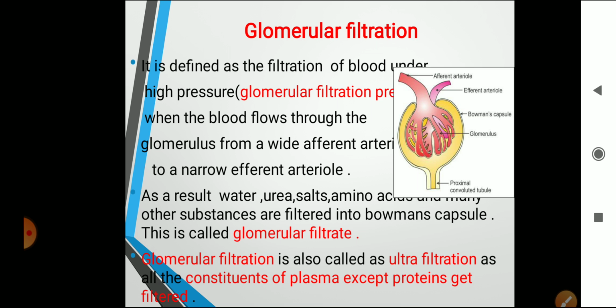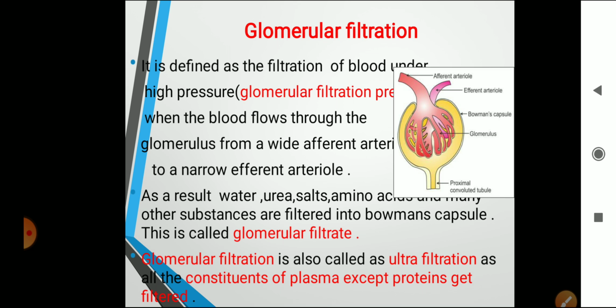So this is the first step. As I've told you, during glomerular filtration, both essential substances as well as non-essential substances will get filtered, and it gets collected in the Bowman's capsule. So automatically the useful substances have to be reabsorbed. Otherwise, what will happen? All the useful substances of the body will also come out of the body in the form of urine. So that should not happen.